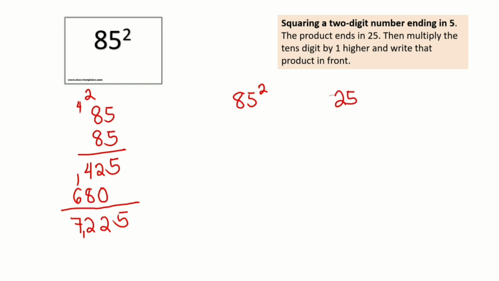Then to get the next part, that is simply multiplying the tens digit by 1 higher. So what is 1 higher than 8? That's 9. So 8 times 9, that is 72, and we will just write it in front. So the product of 85 squared is simply 7,225.